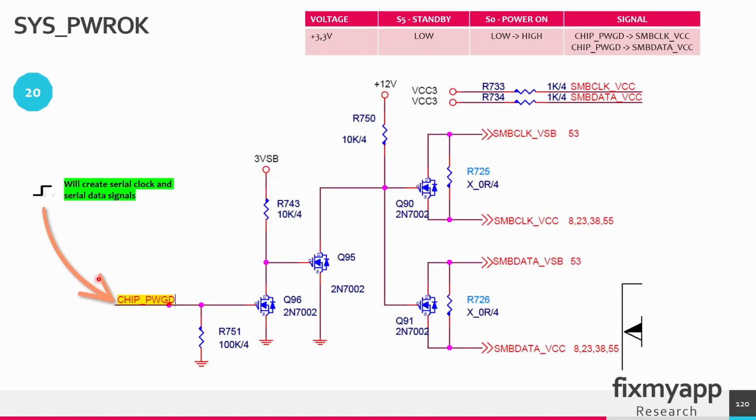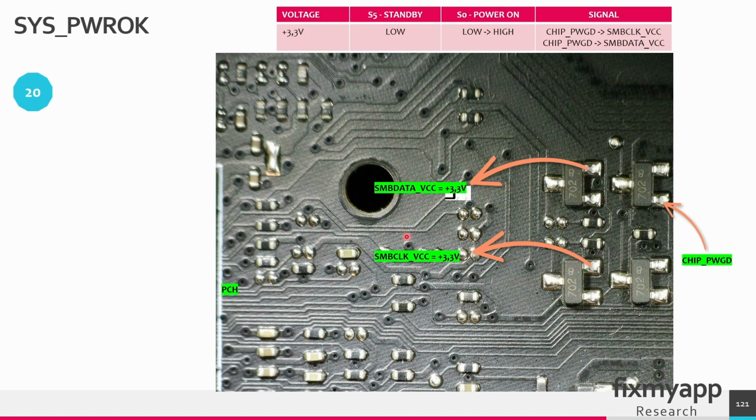Basically the power OK signal will create the voltage for the clock signal and the voltage for the data lines for the serial communication. In power sequence 20, the serial clock voltage and the data voltage have to go high at 3.3 volts. On this motherboard, at these two MOSFETs, you can find the serial data and the serial clock signals.